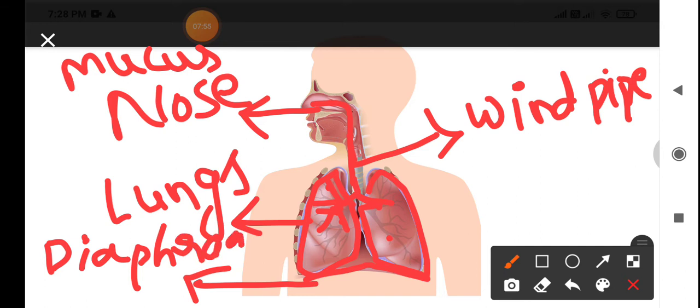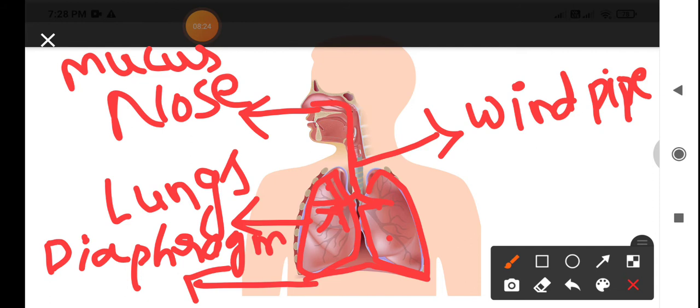Diaphragm. Below the two lungs is a thin muscle known as the diaphragm. It goes up and down and helps in breathing. You saw in your activity that when you pull the rubber band down, the lungs bulge out. When you release it, the lungs contract. That means the air is coming out through our nose.